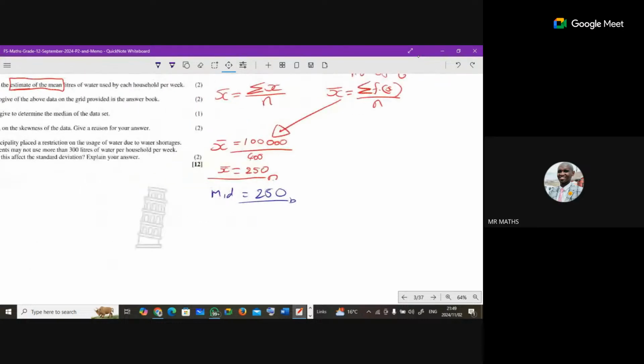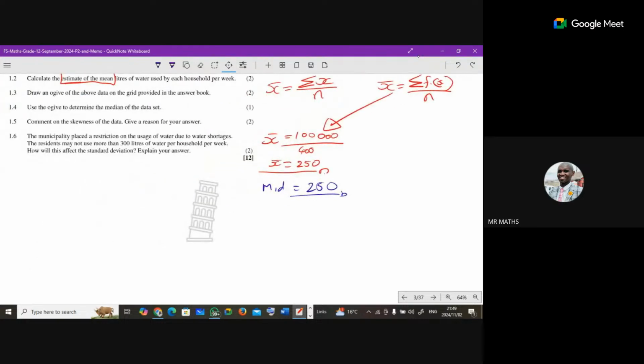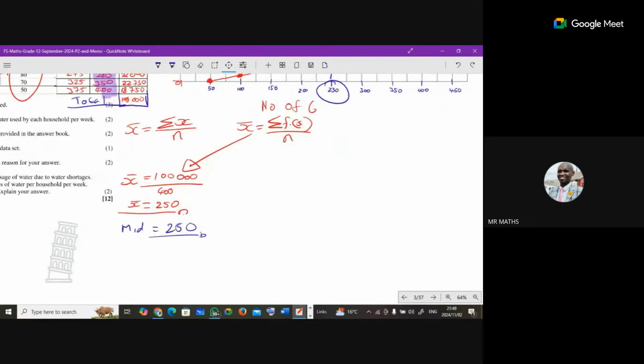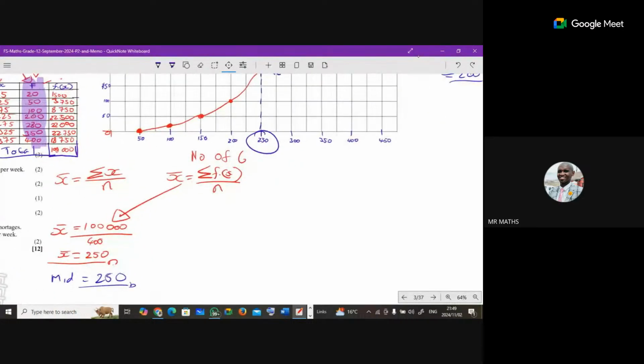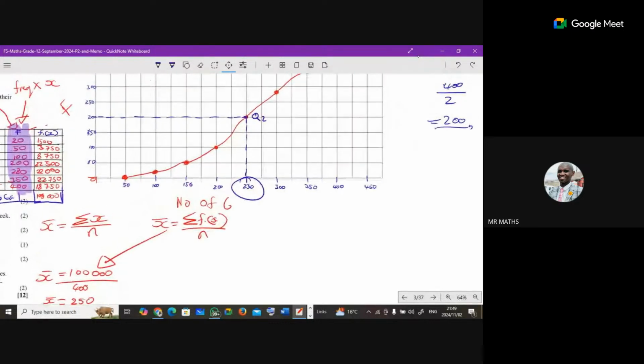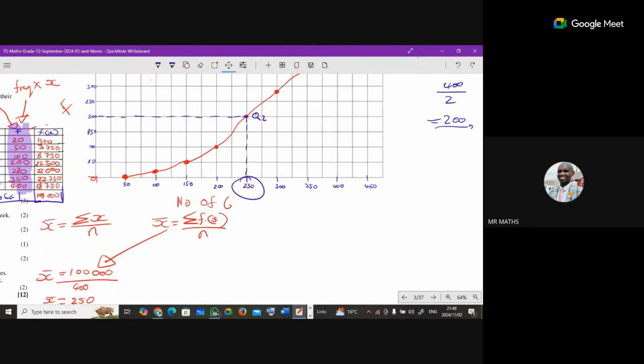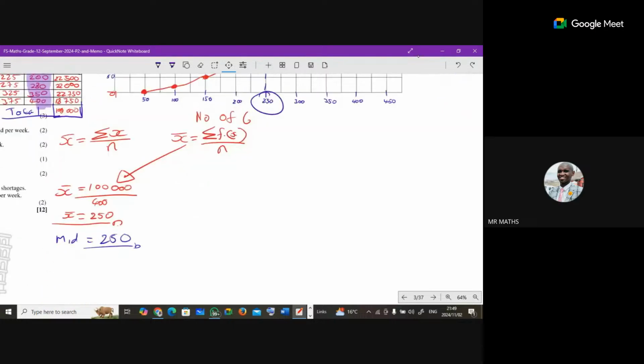Then what will they ask next? Comment on the skewness of the data. Give a reason for your answer. So what can you say of the data? Is it negatively skewed? Is it positively skewed? What do you check for? Also comment with data.